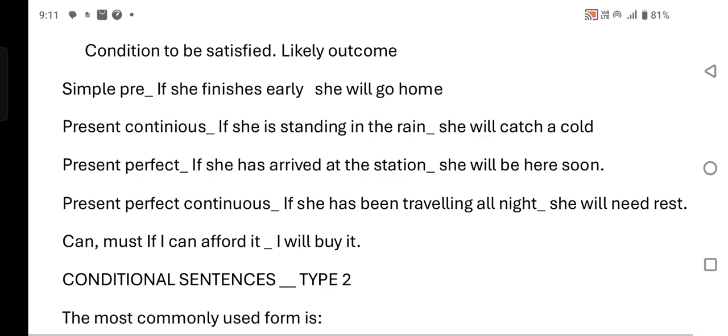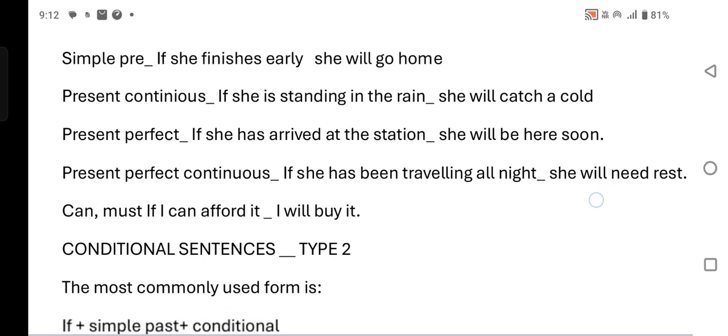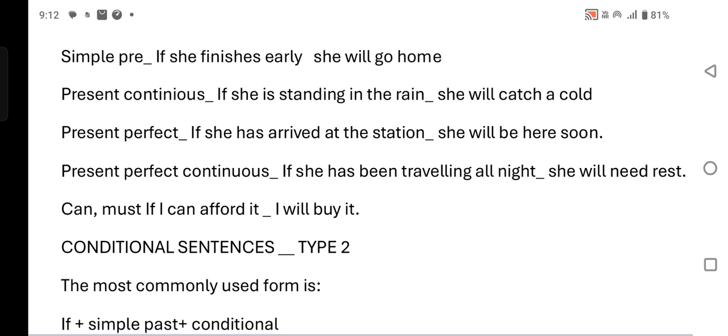Next, can, must. If I can afford it. Can and must. If I can afford it, I will buy it. This type of examples. These are all type 1 conditional sentences.